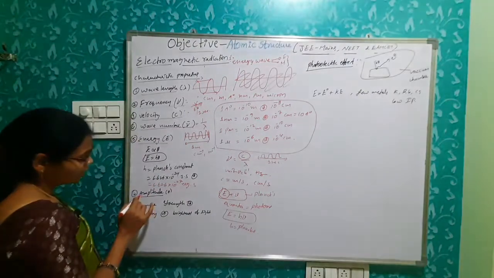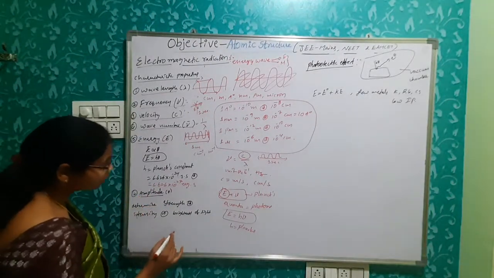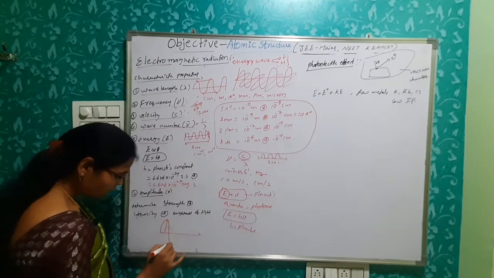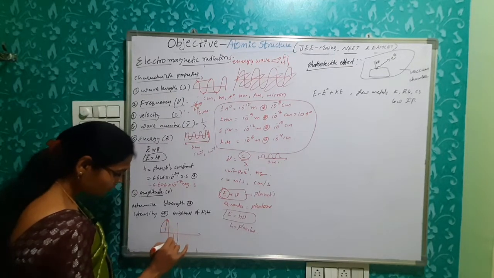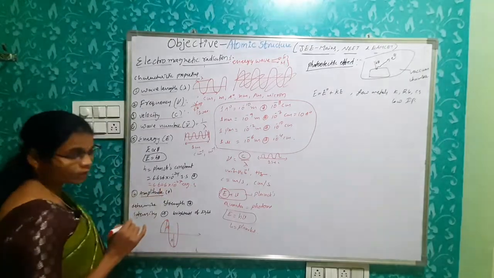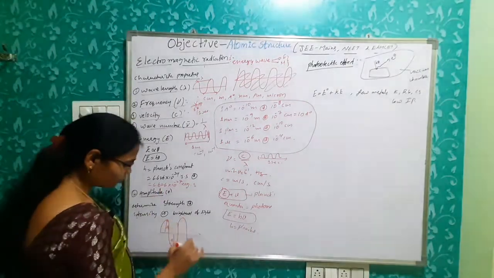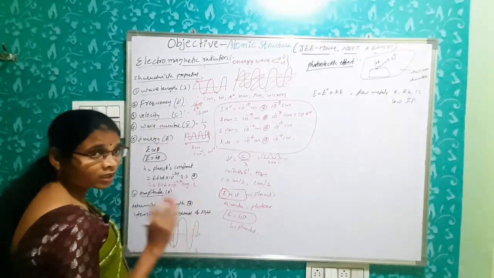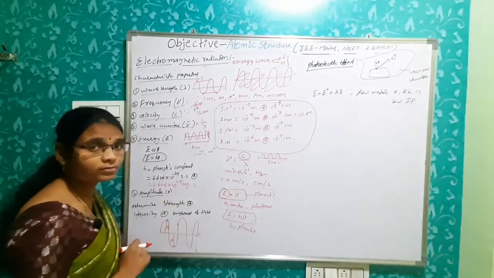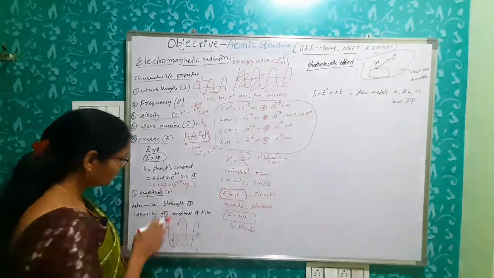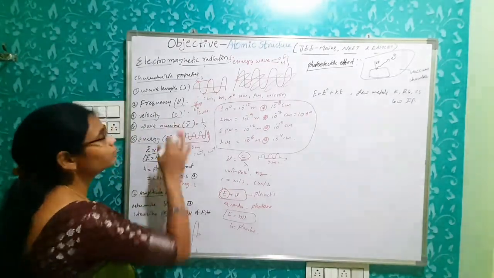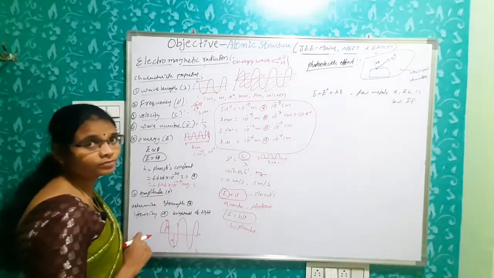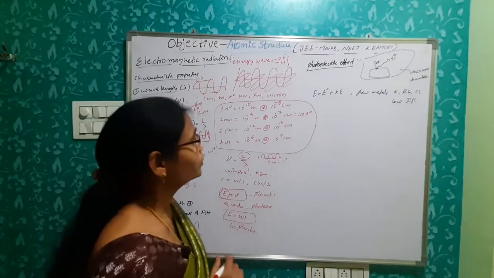Next, amplitude. Amplitude is nothing but the height of the crest or depth of the trough of that wave. This amplitude of the wave determines the strength, intensity, or brightness of the light. Clear? So it is an independent property, not dependent on the remaining properties. So there are no units for amplitude. Clear? So next, photoelectric effect.